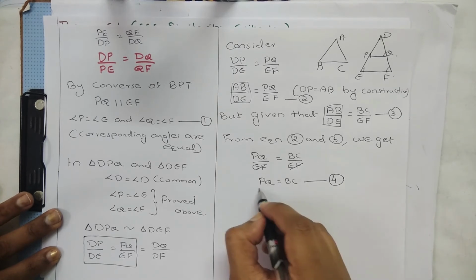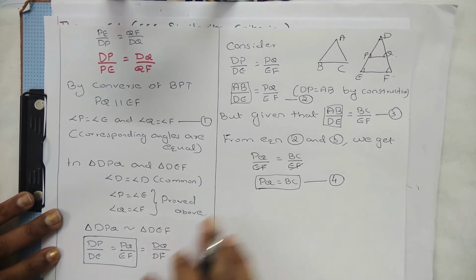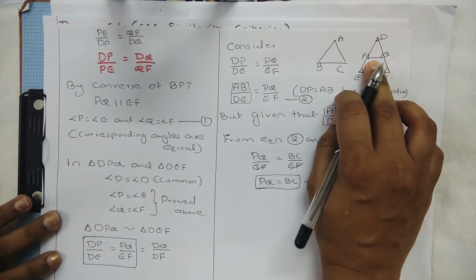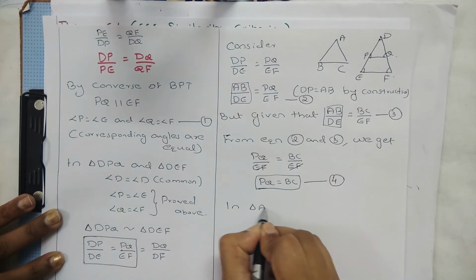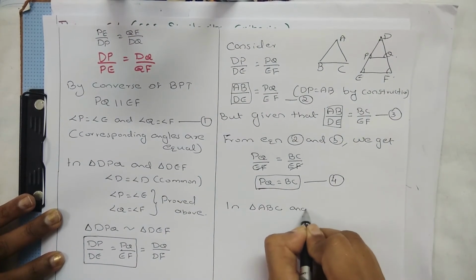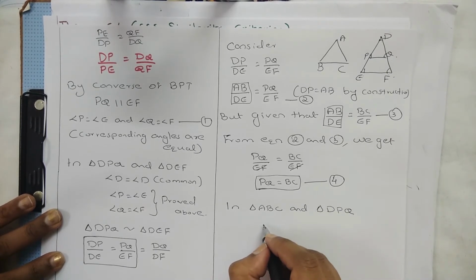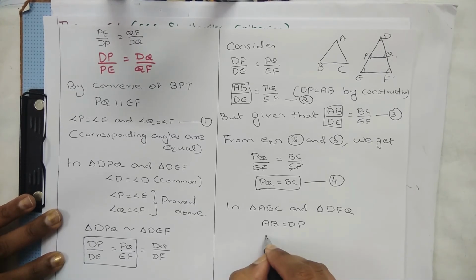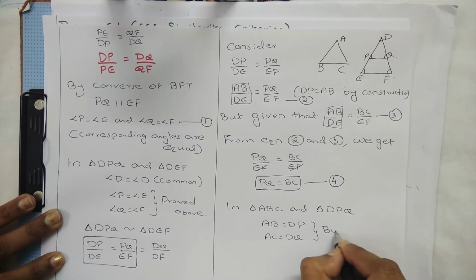Now we got PQ is equal to BC, right? Now we consider triangle ABC and triangle DPQ and prove that they are congruent. Okay? In triangle ABC and triangle DPQ, what will you get? AB is equal to DP and AC is equal to DQ. This is both by construction.